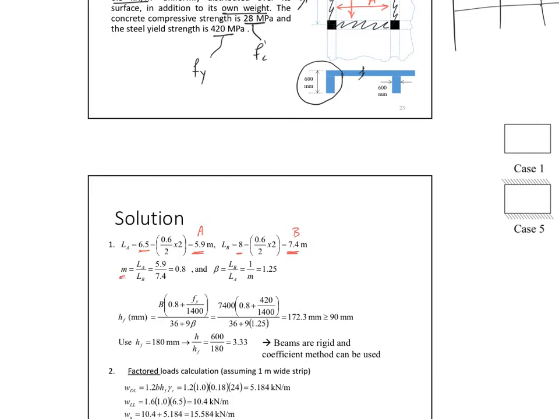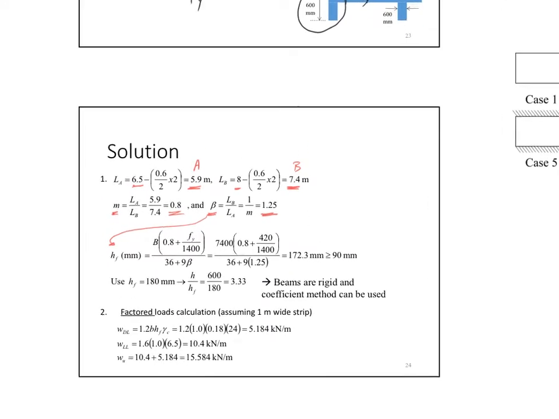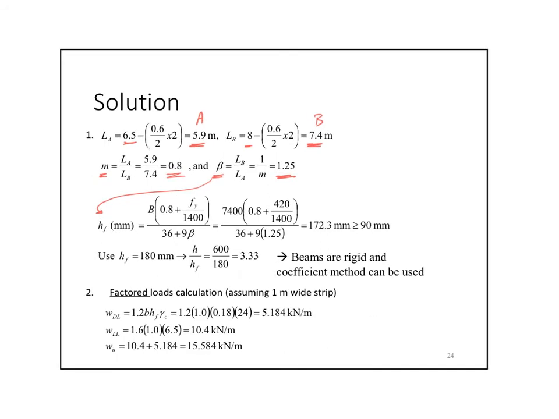I can simply calculate my M equals A over B, or LA over LB. That gives 0.8. Then the reciprocal of M gives the beta, which we use in the calculation of the thickness of the slab. It's 1 over M equals 1.25. Now going to the ACI equation that we looked at in the previous slides, it's equal to B, open brackets, 0.8 plus F yield, which is 420, divided by 1400. Make sure that your B is in millimeters, and down here you have 36 plus 9 beta, and the beta equals 1.29.